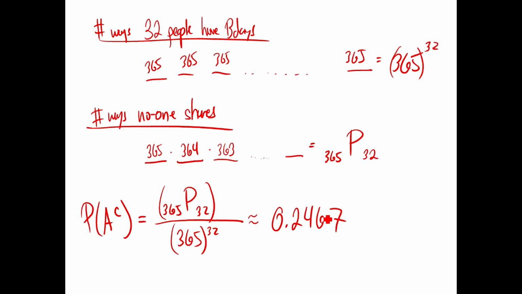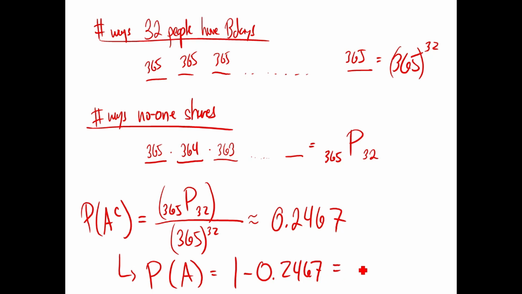Well then, what does that say about the probability that someone in here shares a birthday? That means the probability that someone actually shares a birthday is 1 minus 0.2467, which is 0.7533. This suggests there's a 75% chance that someone in this room shares a birthday with someone else in this room. You believe it? No. You don't believe it?